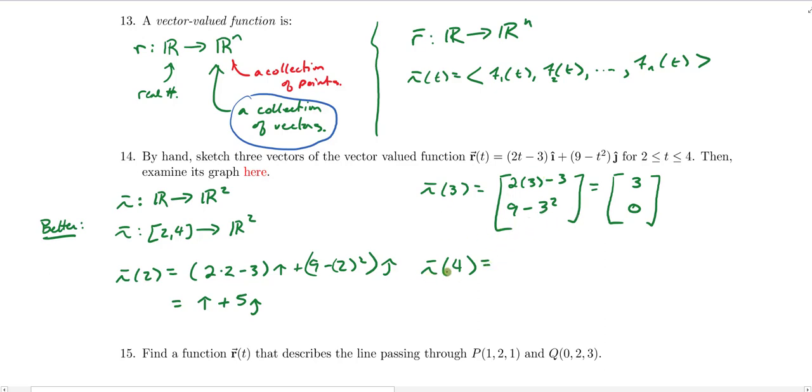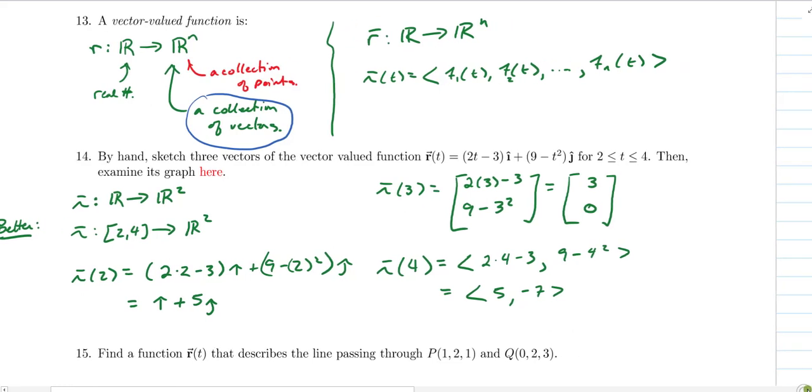But anyway, plugging in this fourth domain value, time equal to 4, would give us 2 times 4 minus 3, comma, 9 minus 4 squared. And so the last output vector would be 8 minus 3 is 5, and 9 minus 16 is negative 7. And so I've got these 3 different output vectors.